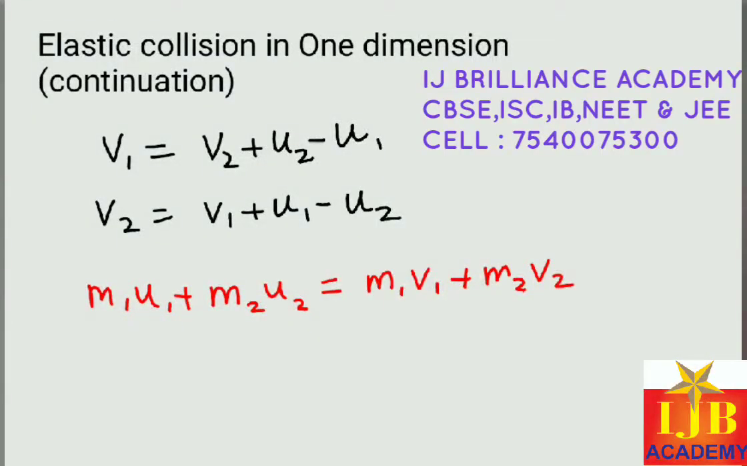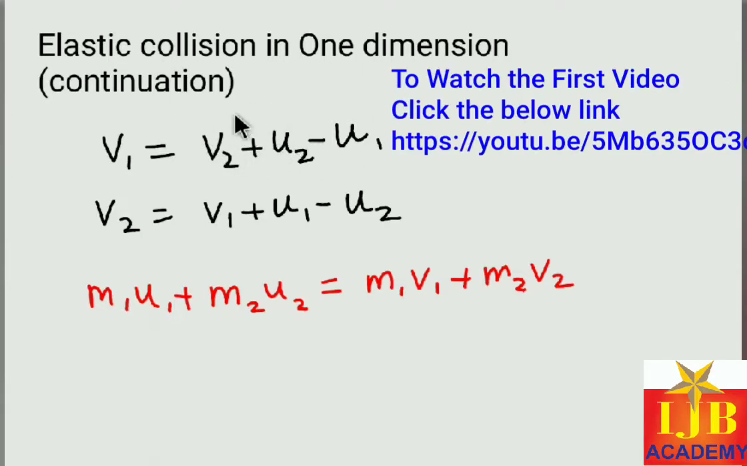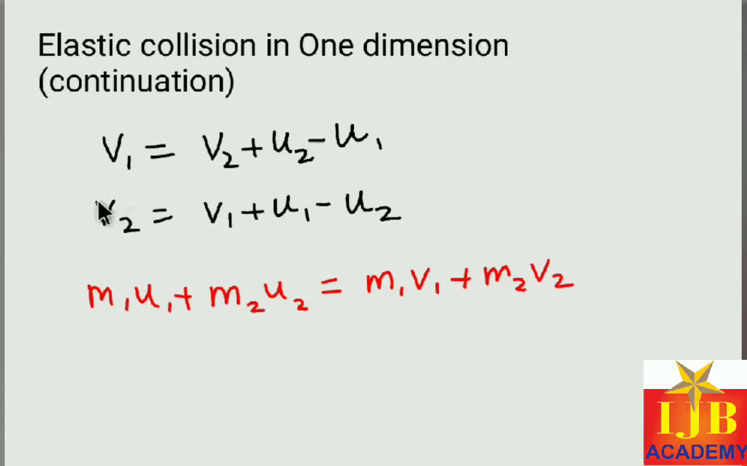Dear students, in this video, we are just going to see the continuation of elastic collision in one dimension of my previous video. In my previous video, I completely derived the equation for elastic collision in one dimension. I wrote the momentum conservation equation and the kinetic energy conservation equation, and solving those equations gave me this V1 formula: V1 is equal to V2 plus U2 minus U1. Similarly, V2 is equal to V1 plus U1 minus U2. So these two formulas we got from the momentum conservation and kinetic energy conservation equations.